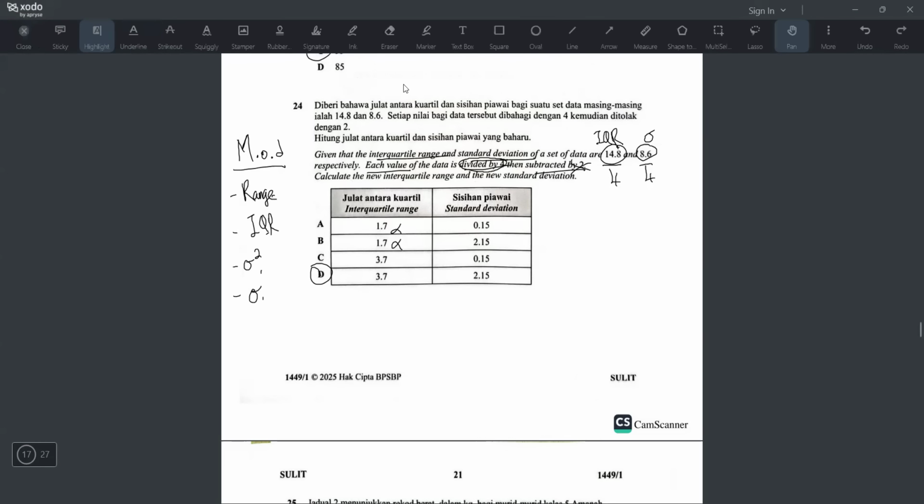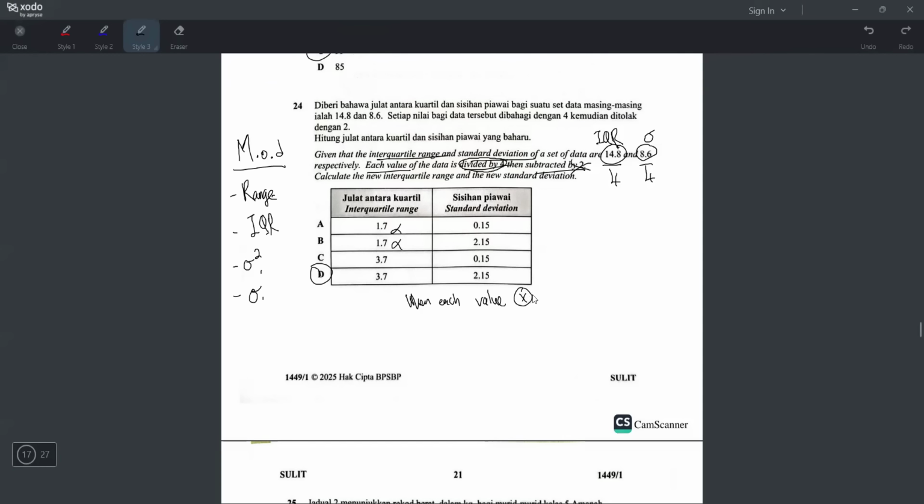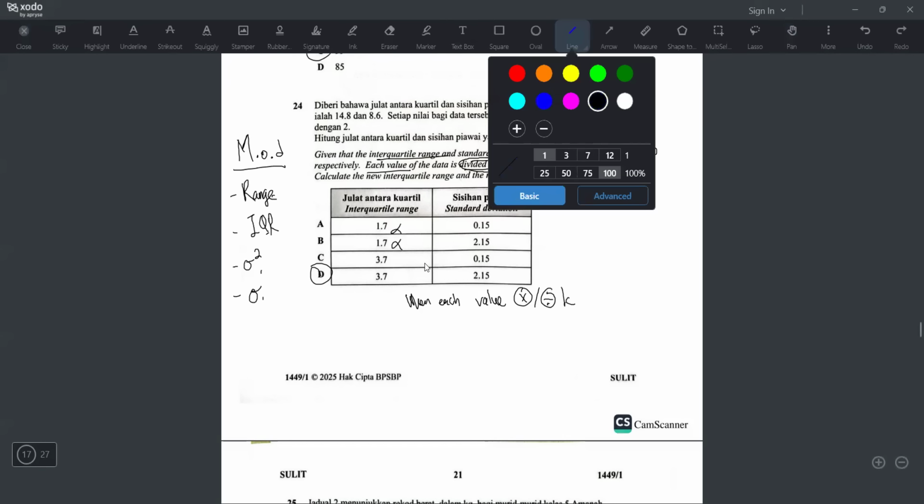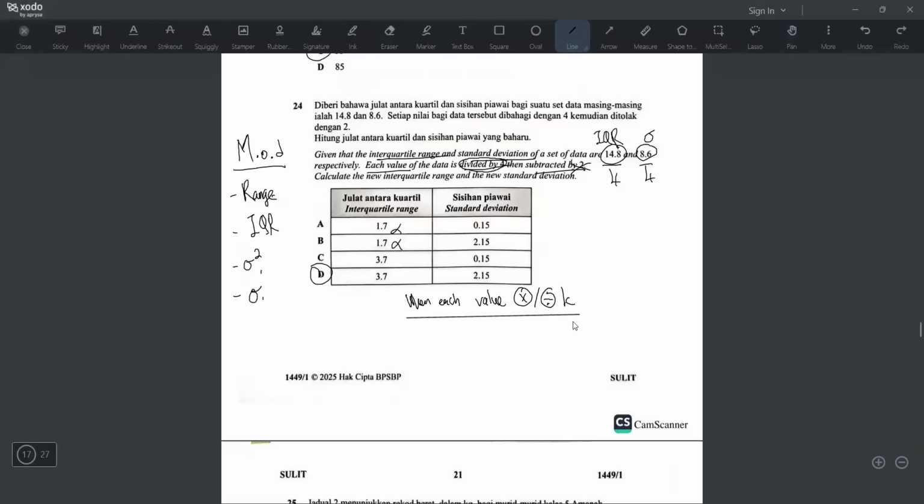Okay, so I'll give you my notes here. Let's see, I will write like this. When each value times ataupun divide with K. And dia mesti each value. Each value means setiap nilai. Kalau satu nilai saja, cannot, then tak boleh guna formula ni. If for example only one value is multiplied by K, then we cannot use this formula. Tapi kalau setiap nilai darab K ataupun bahagi dengan K, boleh guna formula ni. Okay, formula dia macam ni.